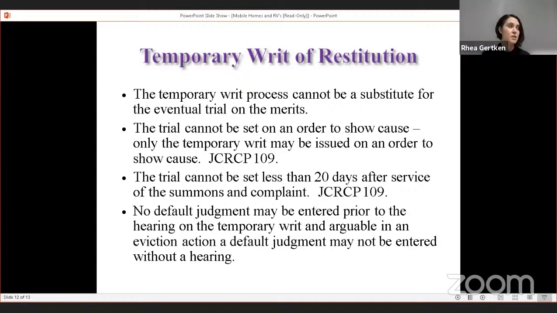So we've already sort of talked about this, that it can't be a substitute for a trial. I would object. Well, again, you can consider whether objecting to the judge not scheduling a trial, if it's a temporary writ or the permanent writ. And the trial cannot be set on an order to show cause, which is how they set the temporary writ of restitution hearings. So, there are potential procedural issues that could come into play. And then again, no default judgment can be entered prior to actually having a hearing. So, keep that in mind.